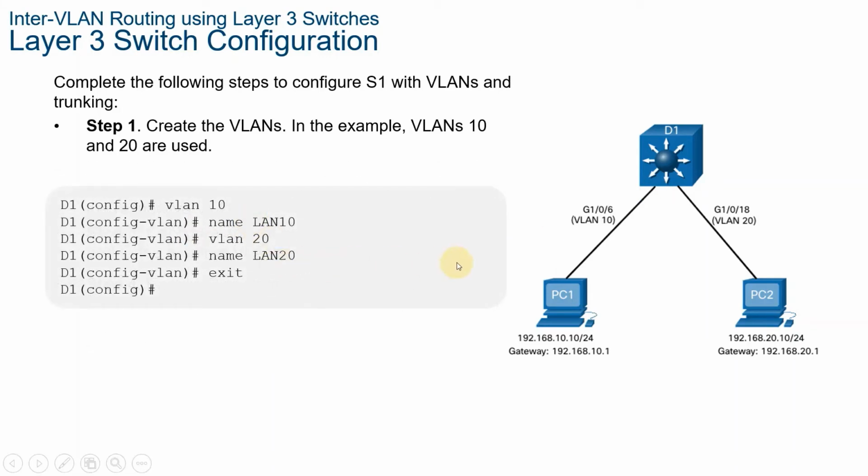All right, so let's get into those steps. So step 1 was to create the VLANs. In the example, that would be VLAN 10 and VLAN 20. So on the switch, VLAN 10, name, let's name it LAN 10, VLAN 20, name LAN 20, exit. So with this, we have successfully created the VLANs and named them accordingly.